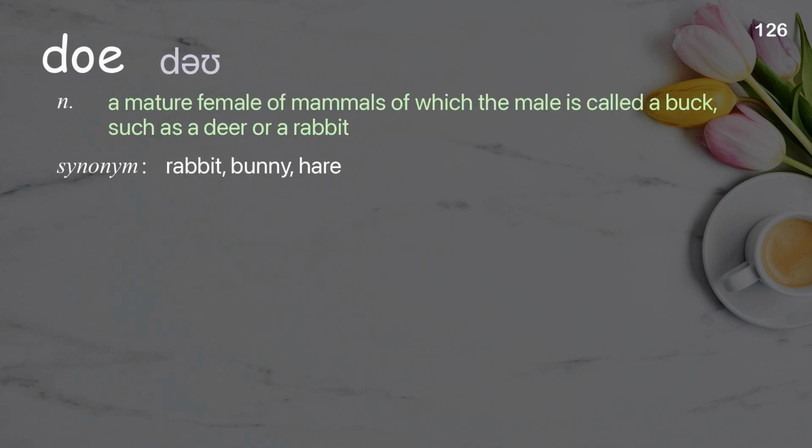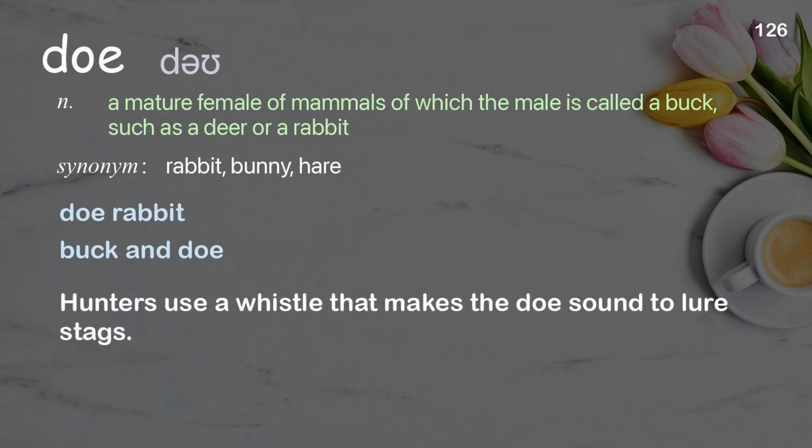Doe. A mature female of mammals of which the male is called a buck, such as a deer or a rabbit. Examples: Doe rabbit. Buck and doe. Hunters use a whistle that makes the doe sound to lure stags.